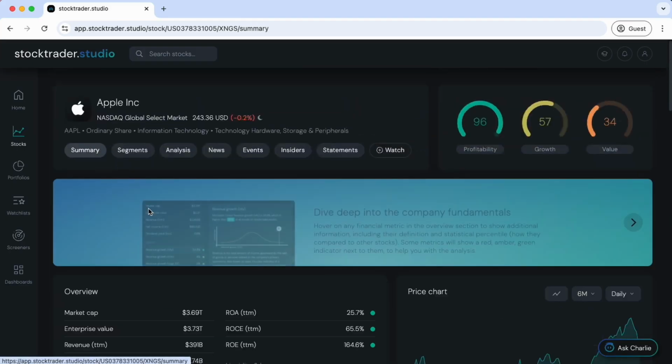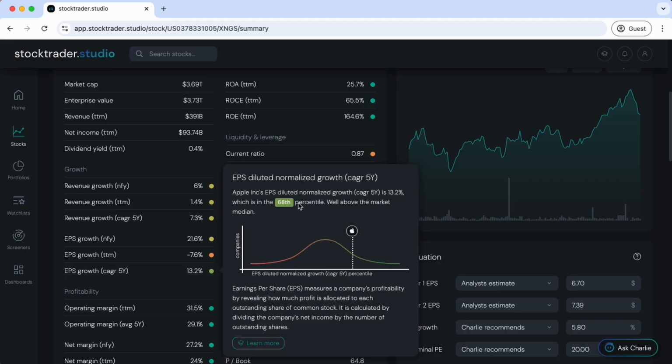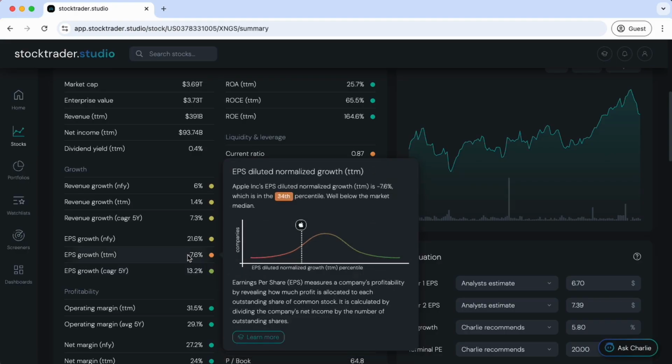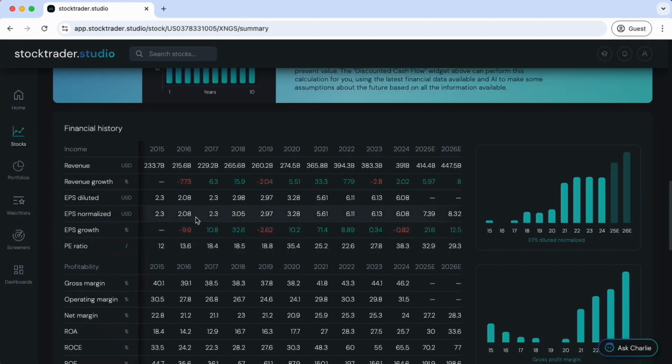Moving on to the EPS, or earnings per share, Apple has a strong history of growth in the 68th percentile, but the trailing 12 months value shows a loss. On the positive side, analysts are forecasting a strong recovery in the next financial year. You can see these trends in the financial history section down below.